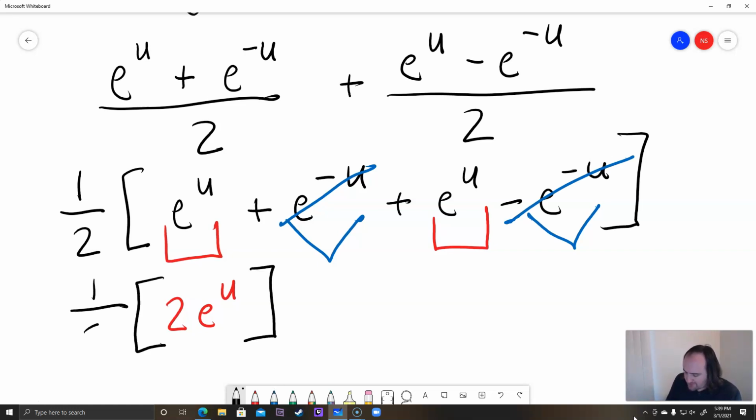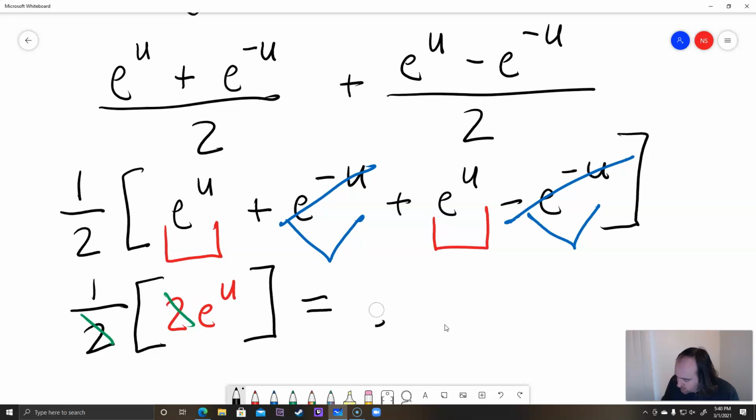But we still have a 1/2 out front. Okay, but then the 1/2 and the 2 are going to cancel out. And so we're just going to be left with e to the u.